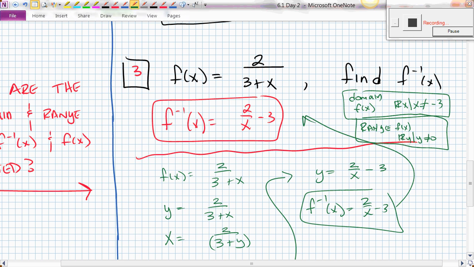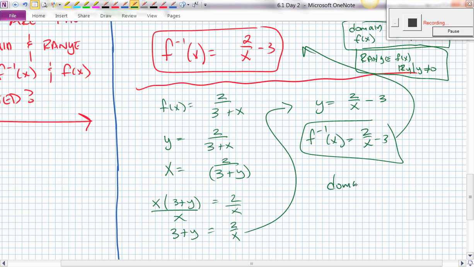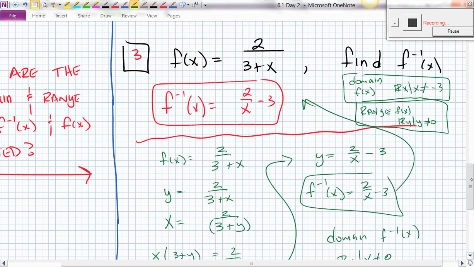Good. There's a horizontal asymptote, so for the same reason the vertical asymptote can't be part of the domain, the horizontal asymptote can't be part of the range. Now take a look at the domain of f inverse of x. What do you notice? All real numbers x such that x is not equal to 0. And what's the range of f inverse of x? Not equal to, is it 3 or negative 3? It's negative 3.